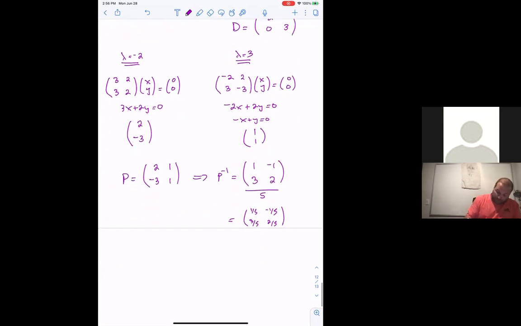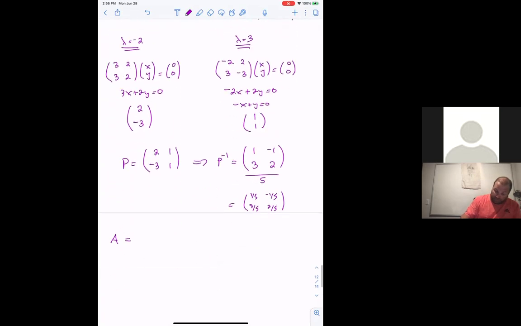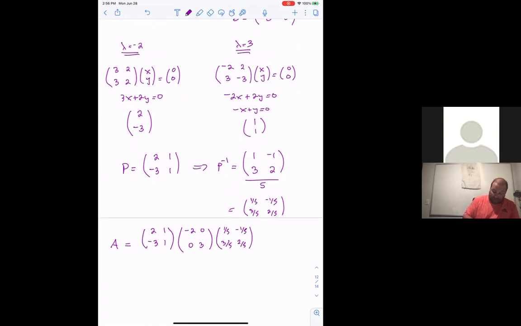Therefore, as a result, A equals P D P inverse. 2, 1, negative 3, 1. D was negative 2, 0, 0, 3. And P inverse is 1/5, negative 1/5, 3/5, and 2/5. So that is part A, the diagonalization of A.